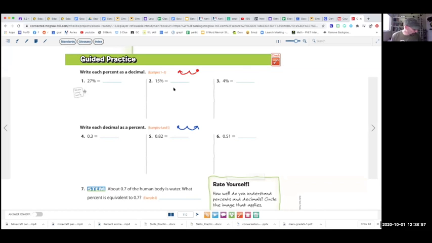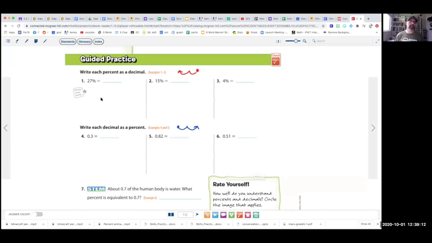Okay, so now let's please open up your books to page 112. Some of these guided practices together. So for these first 3, you have to write each percent as a decimal. And I put a little reminder here. When you're going from percent to decimal, the decimal point is going to go 2 places to the left. So you try number 1.